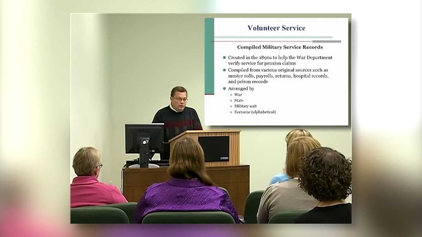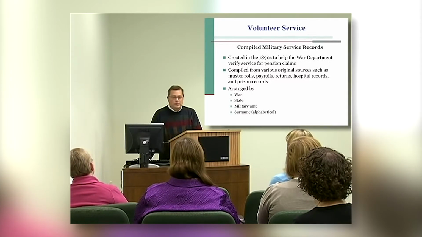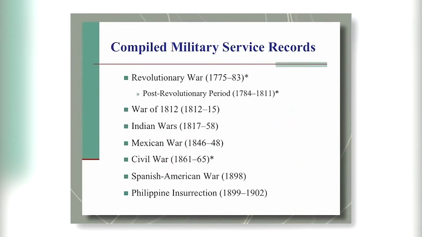Volunteer service, of course, encompassed the state regiments and local militia that were raised for specific wars or national emergencies. The regiments were recruited, the men fought and served, and then at the end of the wars, the regiments were disbanded and the men went home, and that was the extent of their service. Because of that, the War Department never had any official documents per se to record the history of their service. So in the 1890s, they decided to create these compiled military service records, and these are the basic records that we have to document volunteer service in the U.S. military.